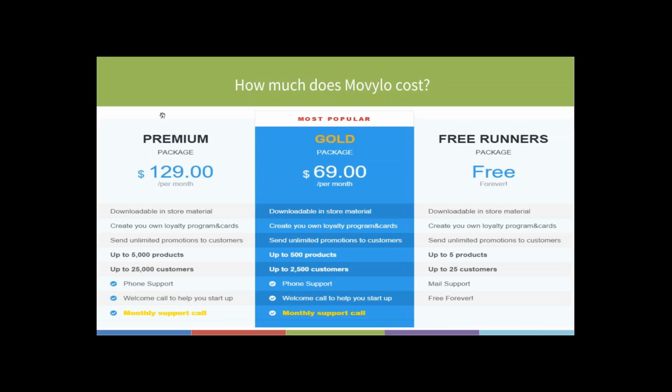What's the cost for this? $69 per month, the standard gold package, $129 per month, the premium package. Basically, it just depends on your size. Up to 2,500 customers is $69. Up to 25,000 customers is $129.